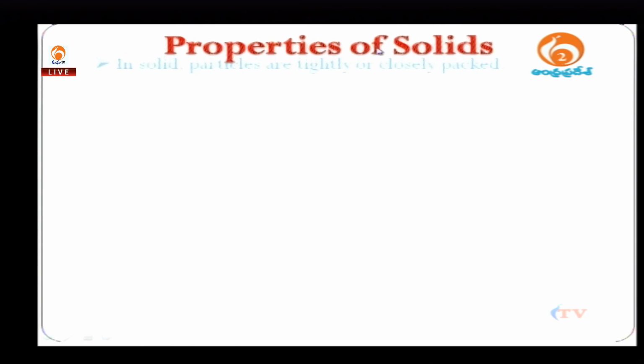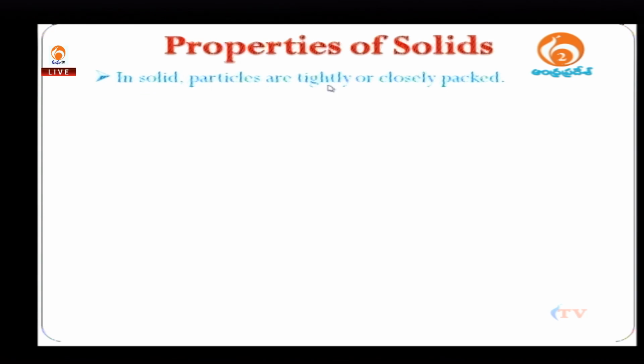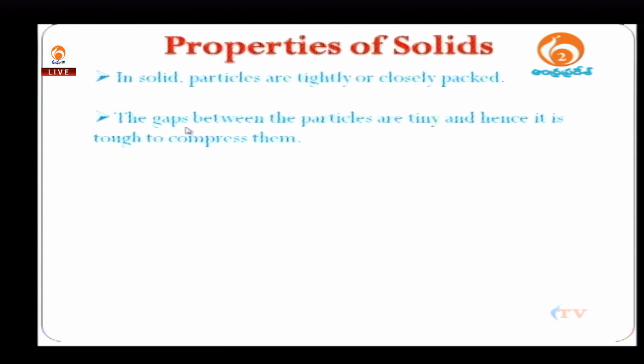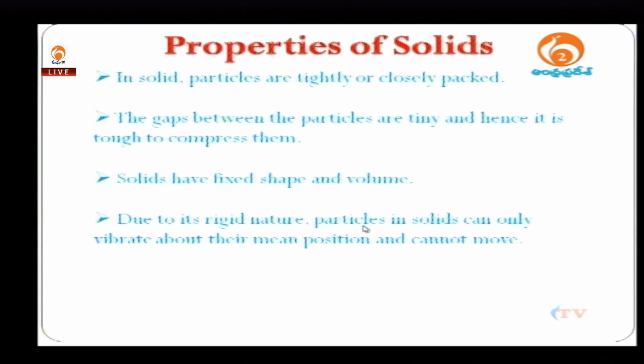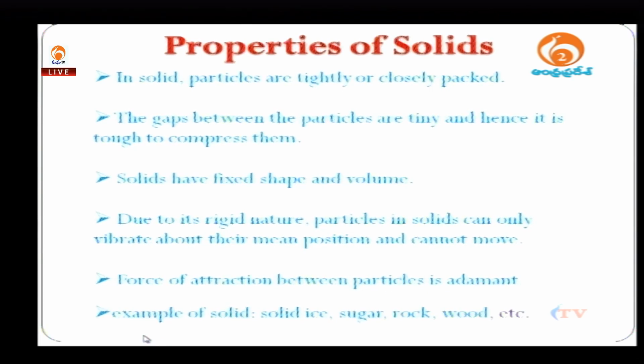Properties of solids: In a solid, particles are tightly or closely packed. The gaps between the particles are tiny, so it is hard to compress them. Solids have fixed shape and fixed volume. Due to its rigid nature, particles in a solid can only vibrate about their mean position and cannot move. Force of attraction between particles is strong. Examples of solids: ice, sugar, rocks, wood, etc. These are all examples of solids.